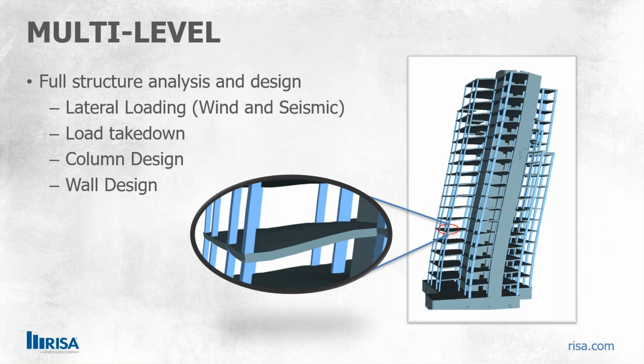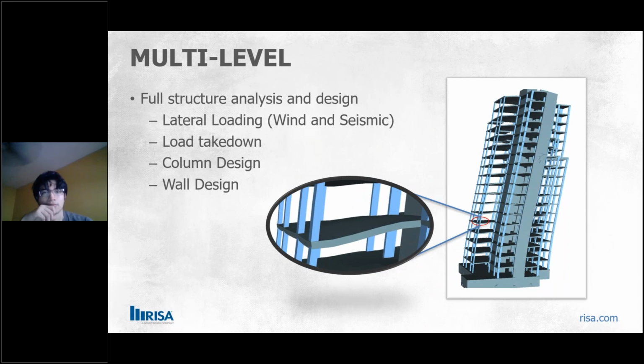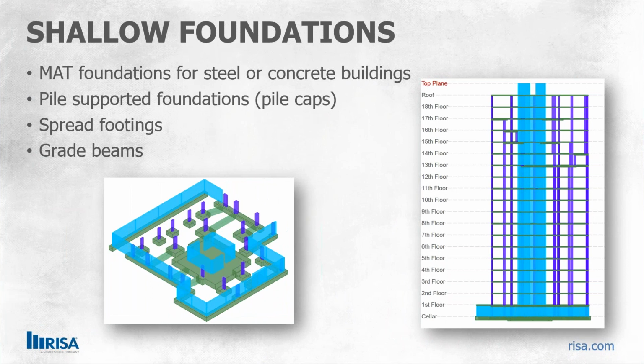Adapt Builder also gives you the ability to do full structural and multi-level structural analysis and design, including load takedown, lateral loading, column design, and wall design. This allows you to get a better idea of the as-built behavior and design requirements of your structure. Having multi-level functionality allows you to bring all the loads and actions down to the base of your model so that you're able to design the shallow foundation systems. These include mat foundations, pile-supported foundations, specifically pile caps, spread footings, as well as grade beams.